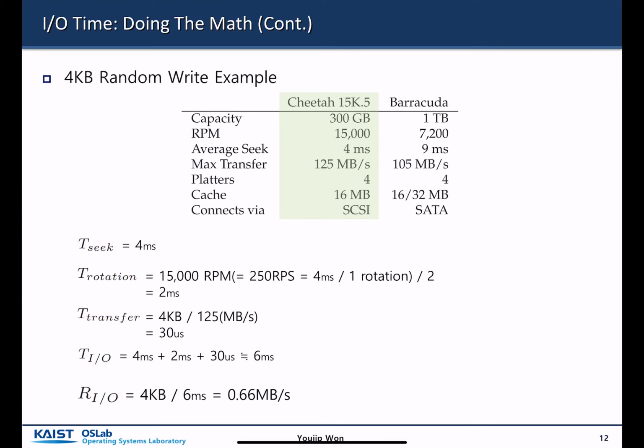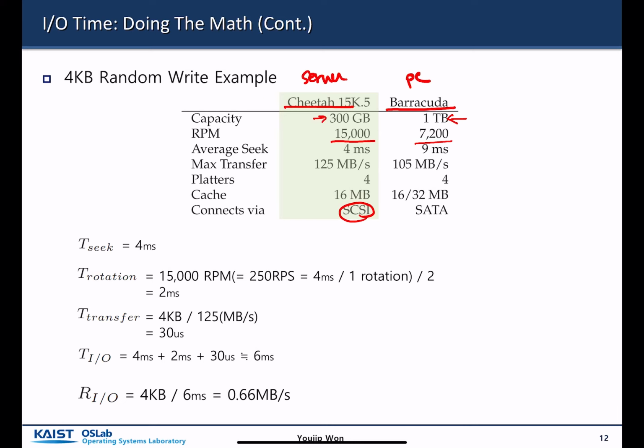Let's compute the actual performance of a hard disk drive. We're going to compute the performance of two hard disk drives. The first one is Cheetah 15K, not 1500. This is for servers. They use SCSI, and this is very fast. It's a 15,000 RPM drive. The other is the Seagate Barracuda. This is for PCs. This is only a 7,200 RPM drive, but in terms of capacity, it's much larger. So this is 1 terabyte. Capacity for Cheetah is 300 gigabytes.